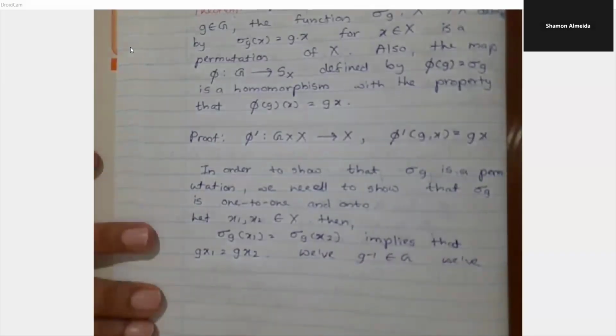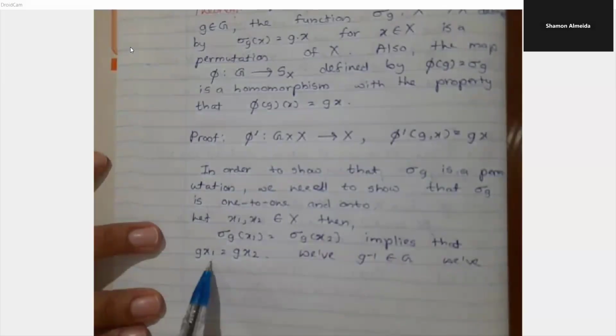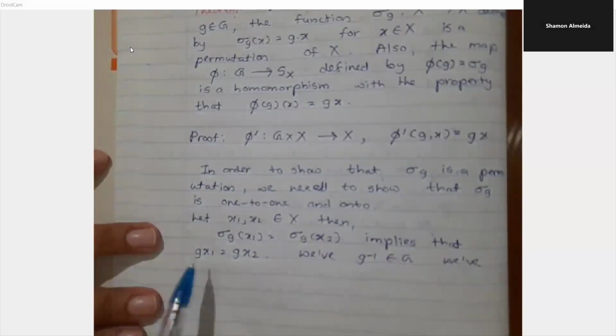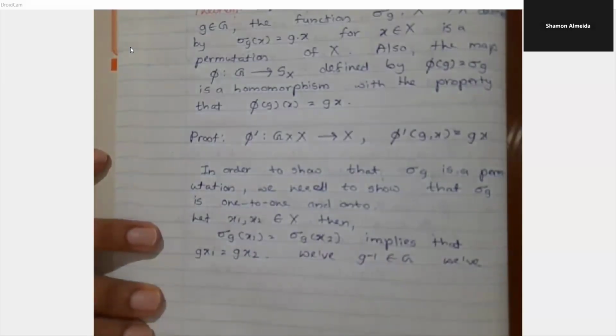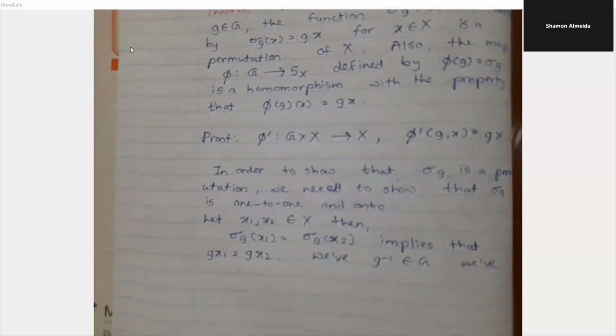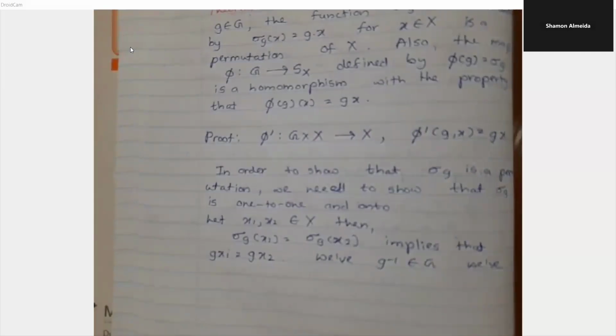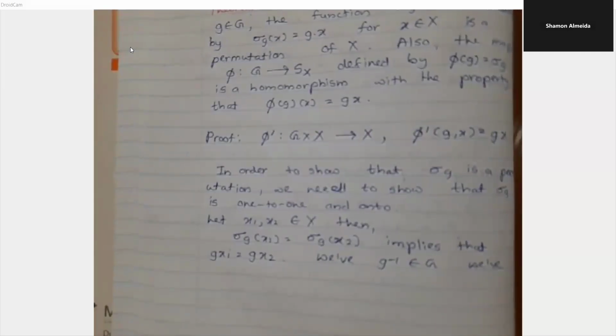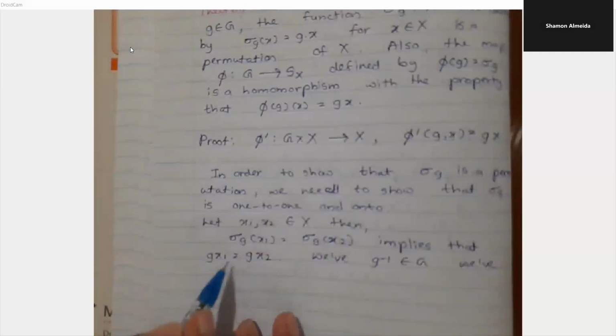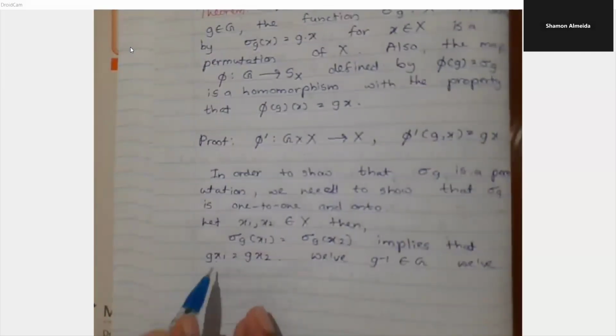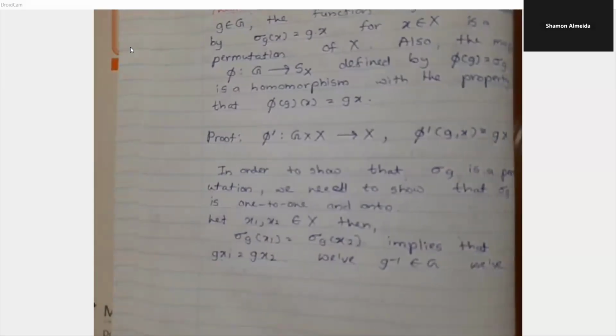What do we have to show at the end? We have to show that x1 is equal to x2. Now observe, this element gx1 is in X, gx2 is also in X. So we can't simply take g inverse on both sides on the left. We can't simply do that, right? Because what you see over here is an element in X, not an element in G.